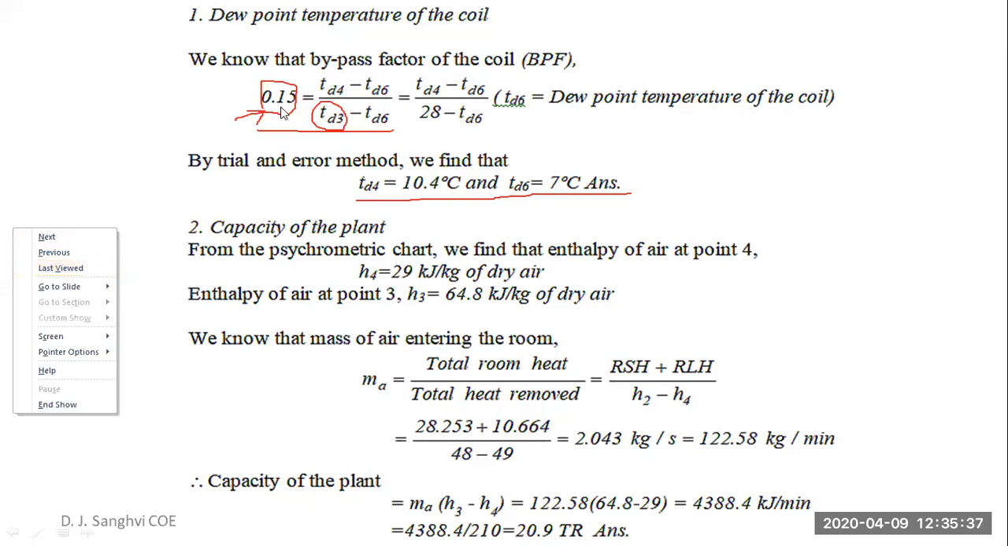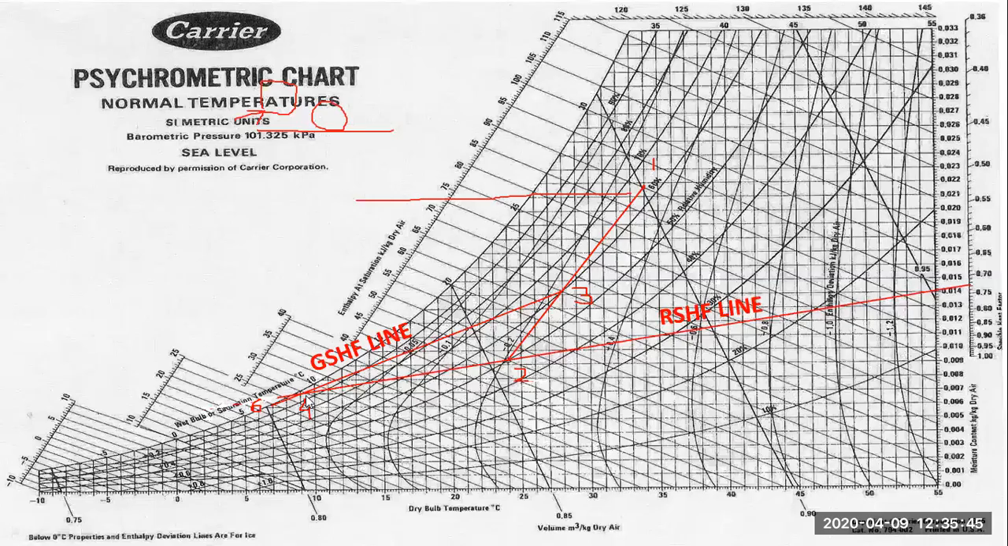Bypass factor is given in the question as 0.15. See, this point number 4 and point number 6: T6 is always going to be lower as compared to T4. So you'll have to take a starting value for both these, T4 and T6, and start evaluating.